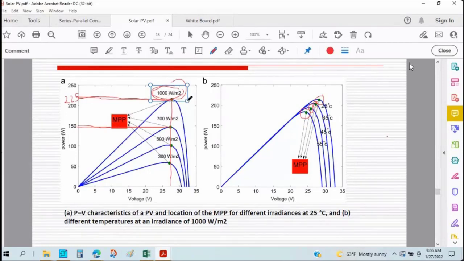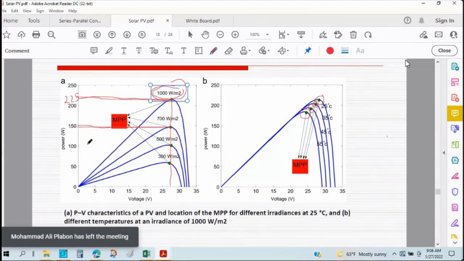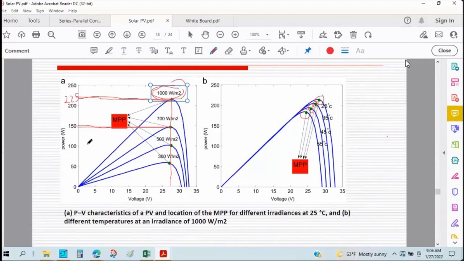In case of 1000 watt per meter square, the maximum power is 225 watt. But if the irradiance rate is different, I mean 700 watt, we will get only 150 watt. So depending on the weather condition, the maximum power that we can get, or we can extract, from the solar panel will vary. That's why I'm telling you that we need to apply a special technique to track this maximum power.